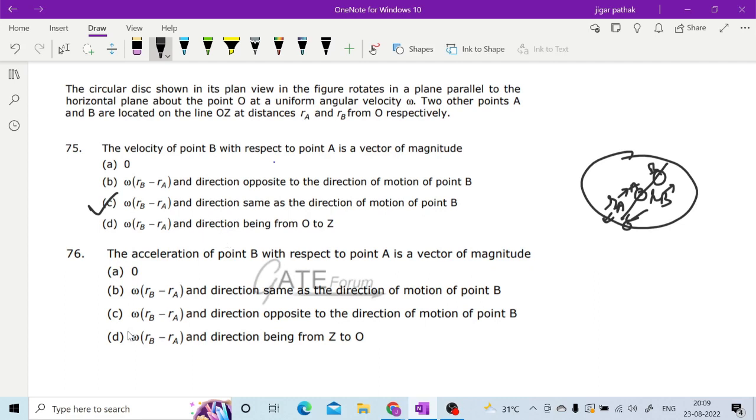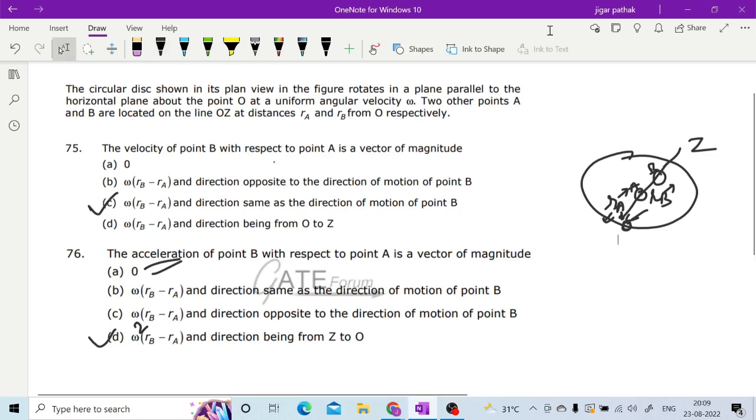Here actually in the last option you are having omega square (RB minus RA), but mistakenly here it is only omega, because acceleration of point B with respect to point A is a vector of magnitude again omega square (RB minus RA), and the direction is from Z to O, as we know that it is the centripetal direction. Z may be somewhere here lying, and O is this point, as we have already discussed. So this is how you are having this first question.